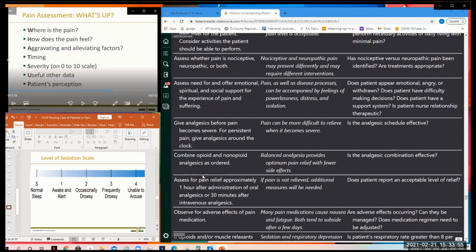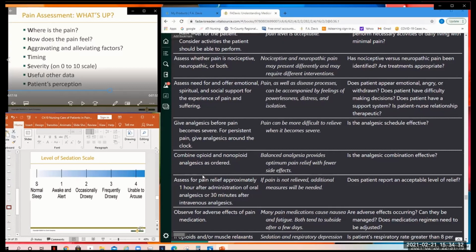Pain, as well as disease processes, can be accompanied by feelings of powerlessness, distress, and isolation. Does the patient appear emotional, angry, or withdrawn? Does the patient have difficulty making decisions? Does the patient have a support system? Is the patient-nurse relationship therapeutic? Give analgesics before pain becomes severe. For persistent pain, give analgesics around the clock.